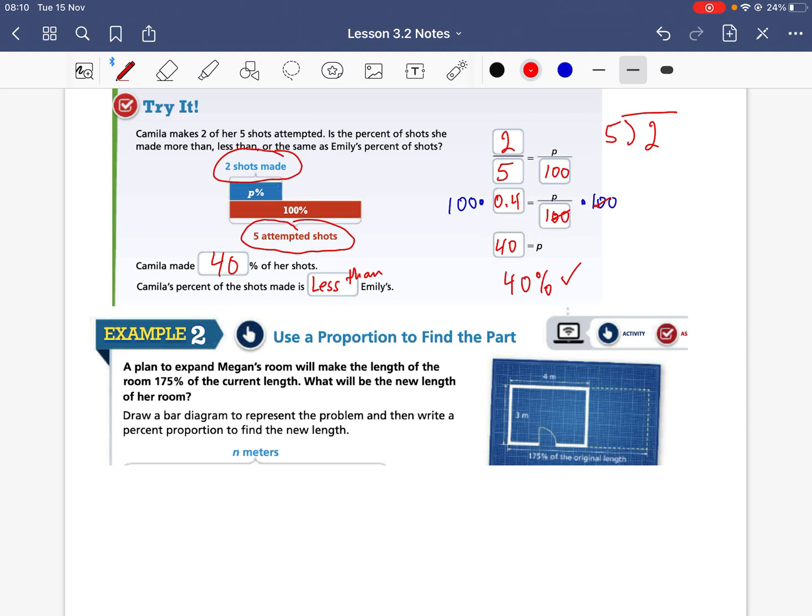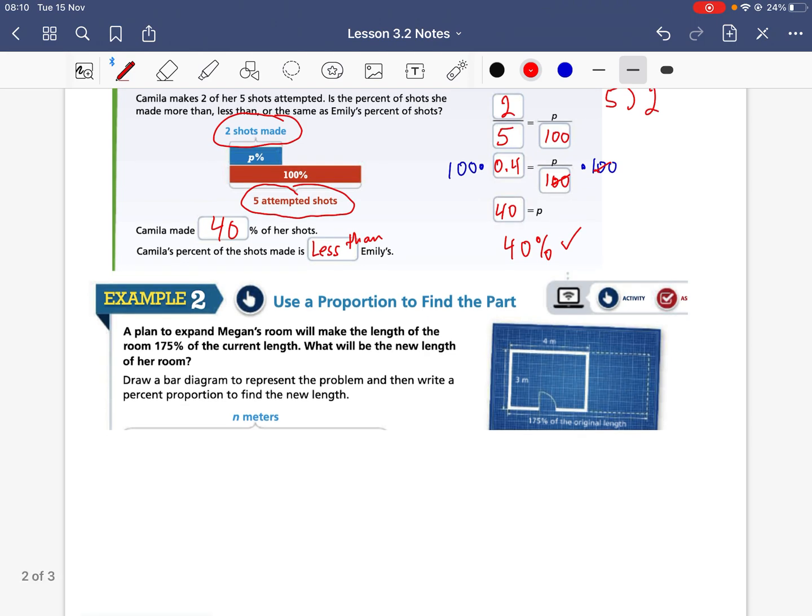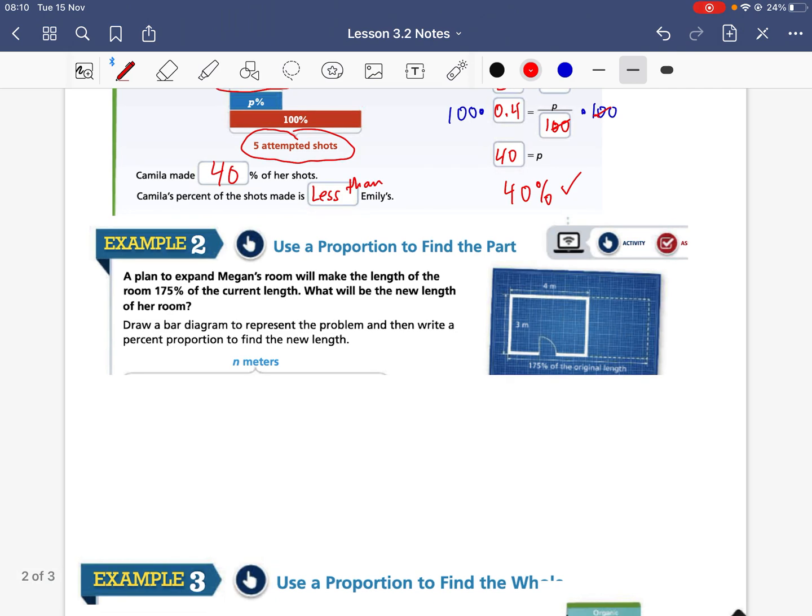Okay, so what will be the new length of her room? What will be the new length of her room, excuse me. So we can say that she is wanting to expand it 175%. Okay, so that is 175% that she is wanting to expand it. Her room starts off at 100%. So we can see that her room is going to be bigger.